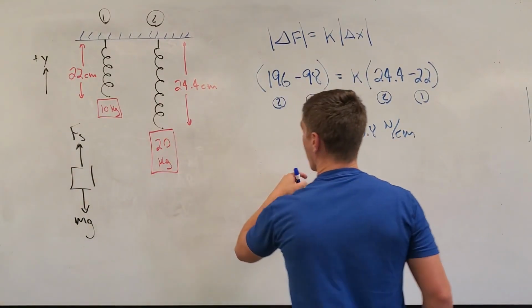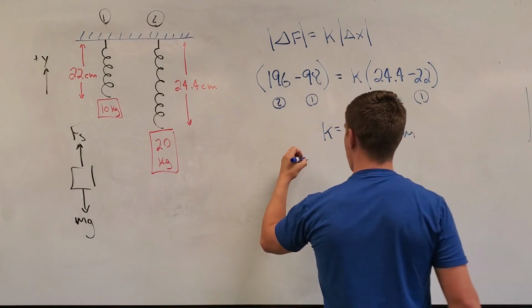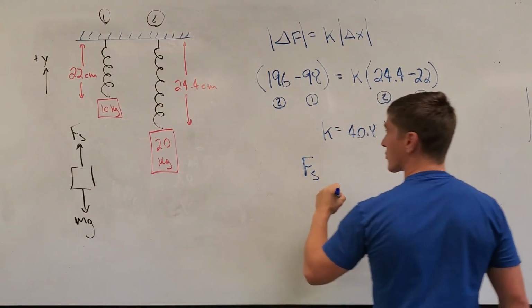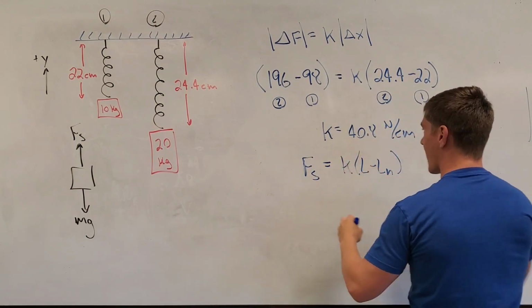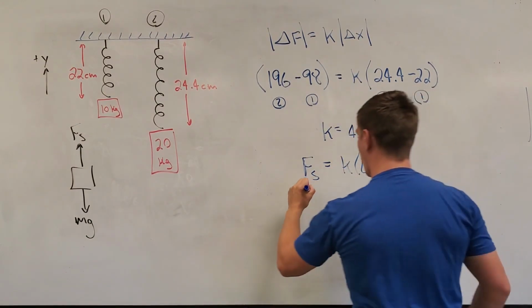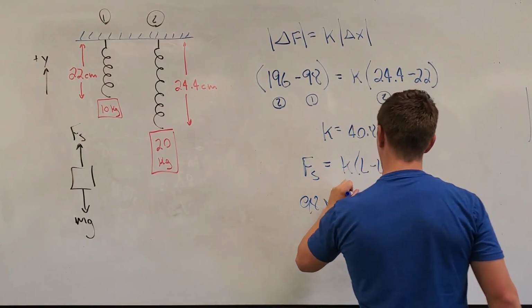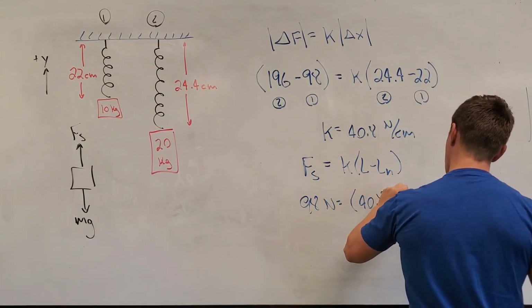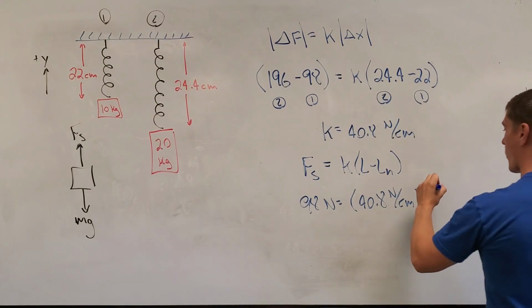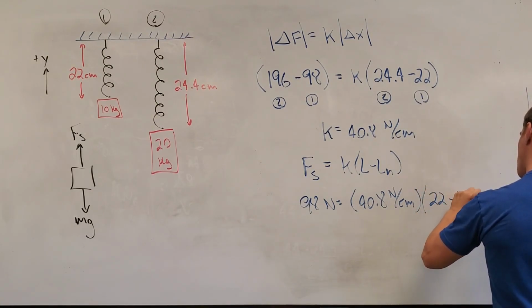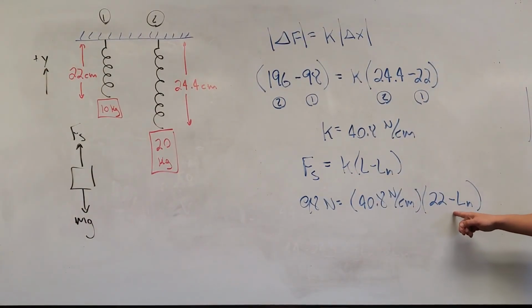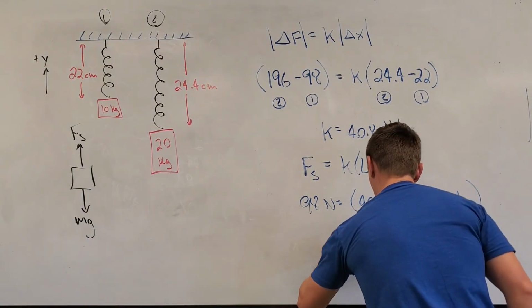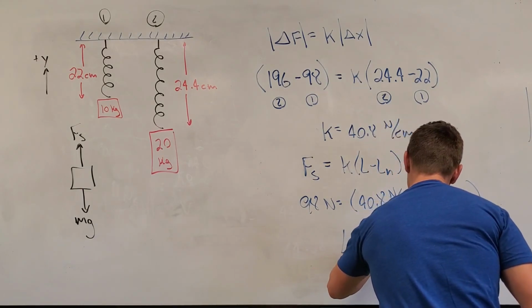So if we go back to Hooke's law for just a simple state, we can say that our spring force for state 1 is going to be equal to K times L minus our natural length. So I get that my spring force in state 1, which was 98 newtons, is equal to 40.8 newtons per centimeter, and then we're stretched to 22 from some natural length. Now this is a much easier problem to solve than what we solved last time. Once again, I'm down to one equation with one unknown. I can algebraically solve this, and I would get the exact same answer. I would get that my natural length is 19.6 centimeters.